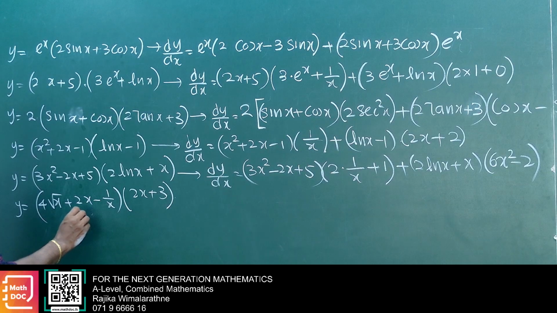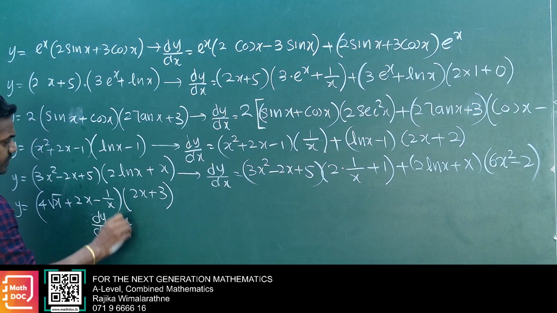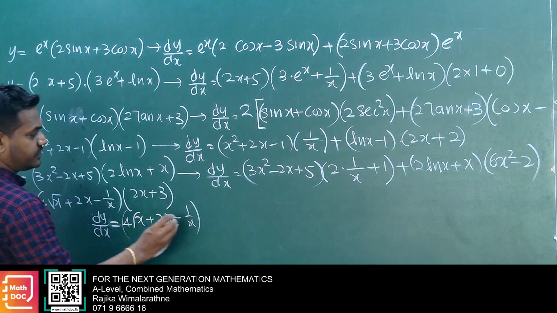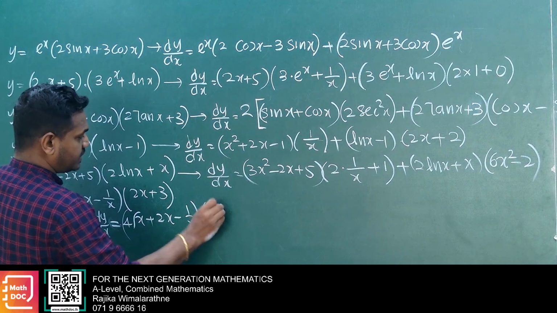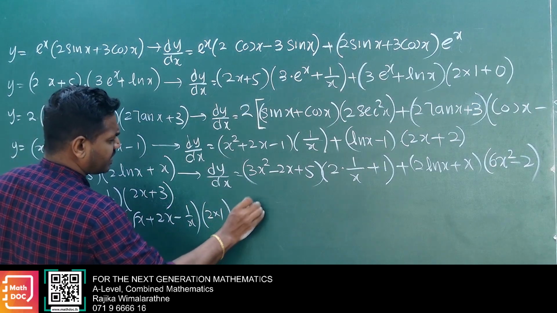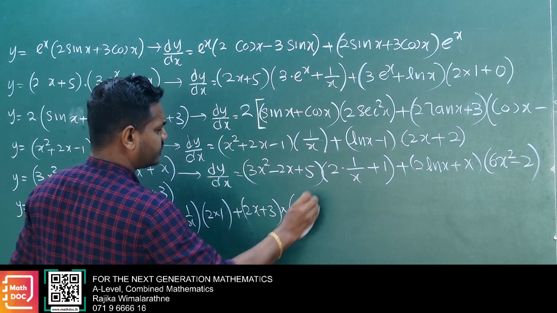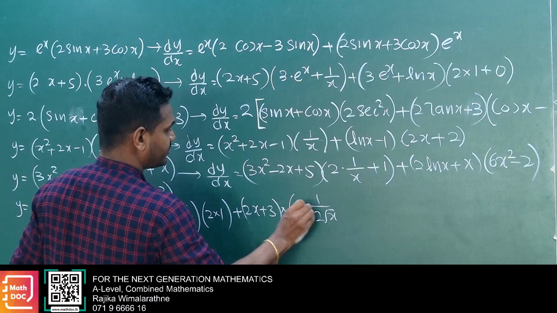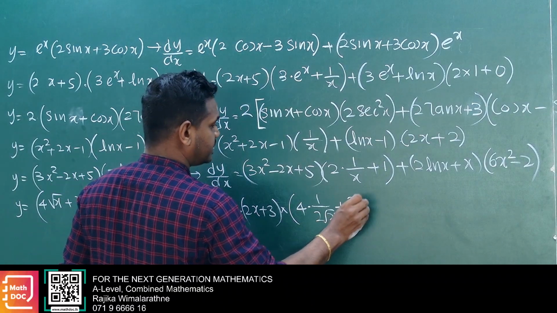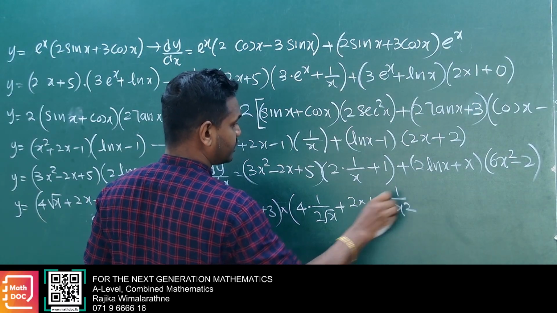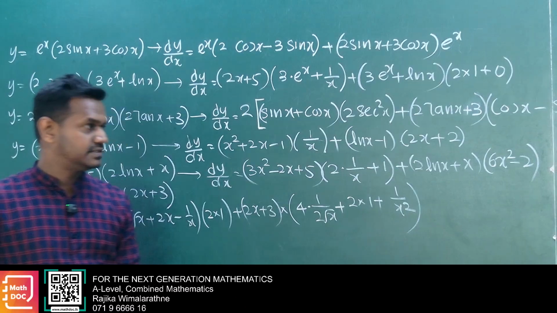Here this one, dy by dx: 4 root x plus 2x minus 1 over x times derivative of 2x plus 3, which is 2 times 1, and the derivative of 3 is 0. Then 2x plus 3 times derivative of 4 root x, which is 1 over 2 root x, plus 2x minus 1 over x, whose derivative is minus 1 over x square. This goes to plus. Check signs.